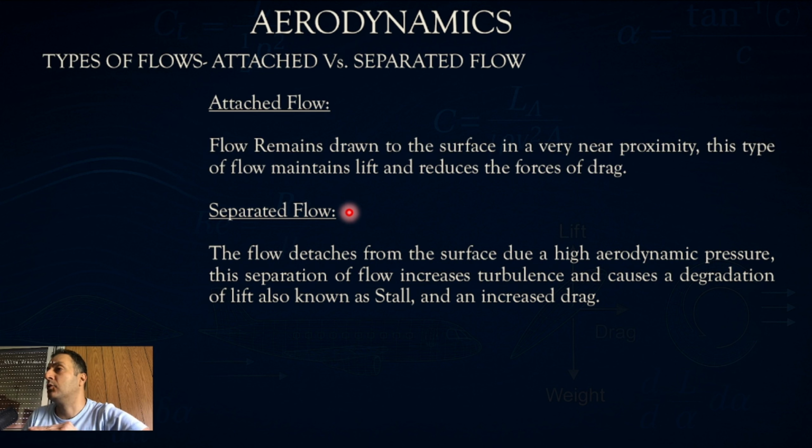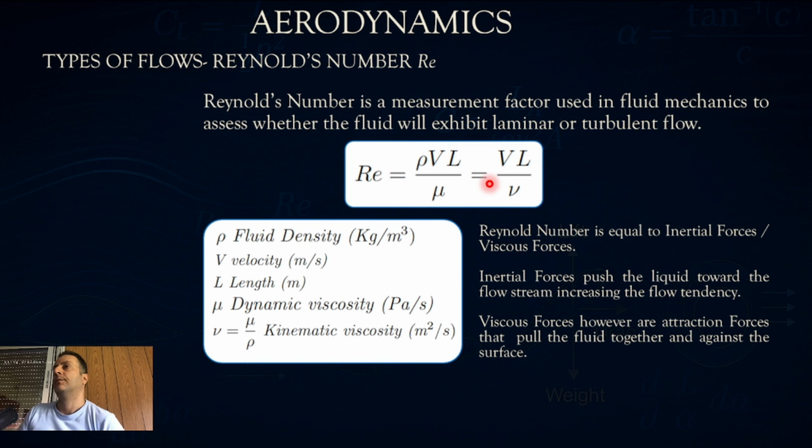Meanwhile, the other type, which is a separated flow, the flow detaches from the surface. This is when what we call the boundary layer, which we will explain later, detaches from the skin. It becomes much divergent from the skin of the wing due to a high aerodynamic pressure and an adverse pressure gradient. This separation of flow increases turbulence and causes a degradation of lift, also known as stall, and an increased drag.